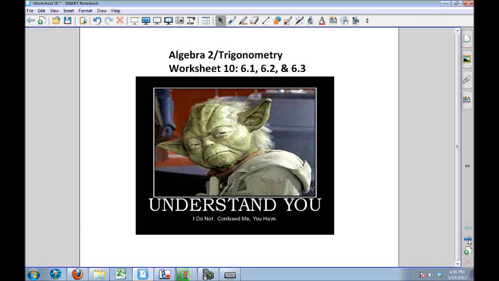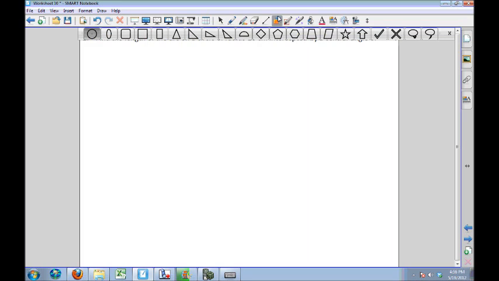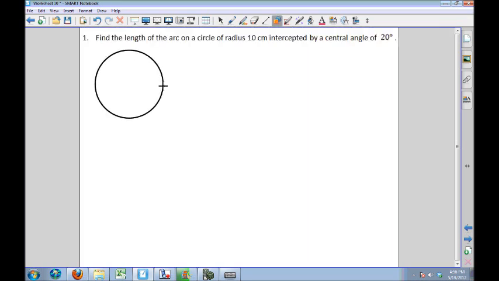Worksheet number 10, looking at the first question: find the length of the arc on a circle of radius 10 centimeters intercepted by a central angle of 20 degrees. Well, visually, what this problem is describing is a circle that has a radius of 10 centimeters, and it's talking about an arc on that circle, which is intercepted by a central angle of 20 degrees.